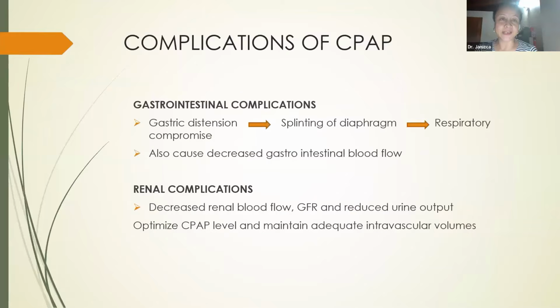Gastrointestinal complication in the form of gastric distension is a very common complication of CPAP. Gastric distension leads to splinting of the diaphragm, and this causes respiratory compromise. CPAP also causes a decrease in the gastrointestinal blood flow. In renal complications, CPAP decreases renal blood flow, decreases GFR, and reduces urine output. So in both gastrointestinal as well as renal complications, again, optimizing CPAP level and maintaining adequate intravascular volume is the key to prevent complications due to CPAP.